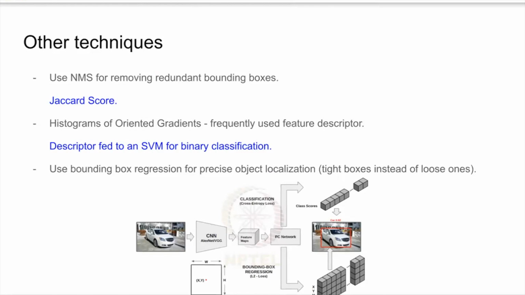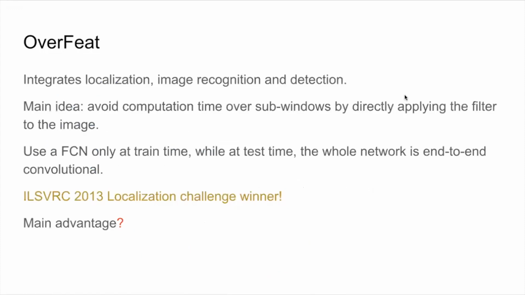Along with the Viola-Jones algorithm, we use several other techniques as well, such as NMS for removing redundant bounding boxes, using the Jaccard score, and histogram of oriented gradients, frequently used as a feature descriptor, and bounding box regression for precise object localization. Then there was an algorithm called OverFeat. OverFeat integrates localization, image recognition, and detection.